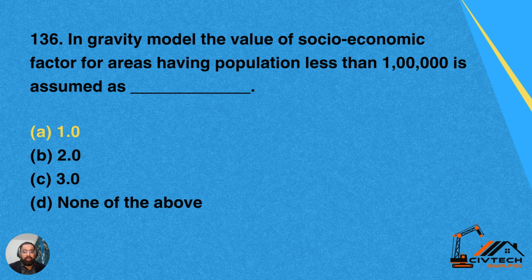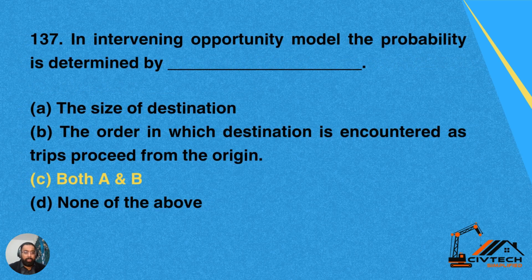136. In gravity model, the value of socio-economic factor for areas having population less than 100,000 is assumed to be option A 1, option B 2, option C 3, option D none of the above. In gravity model, the value of socio-economic factor for areas having population less than 100,000 is 1. A is the correct answer.